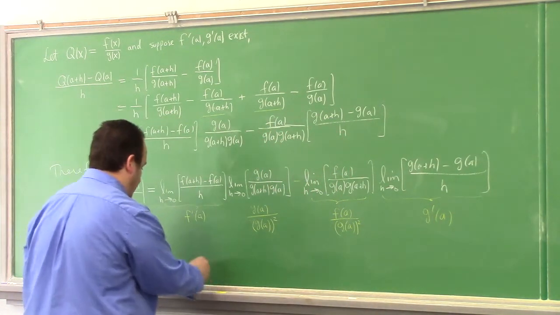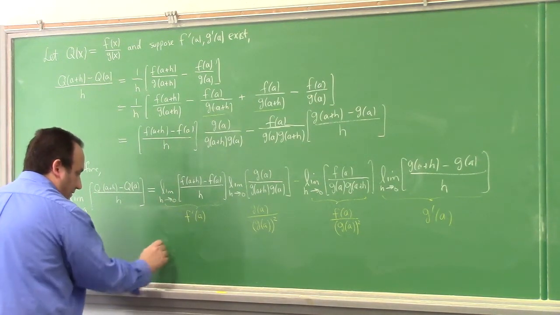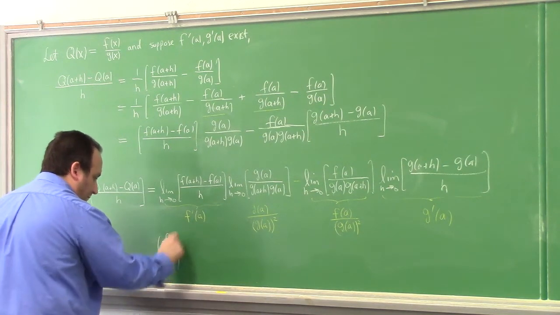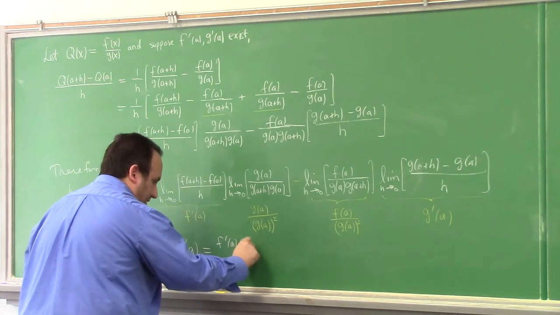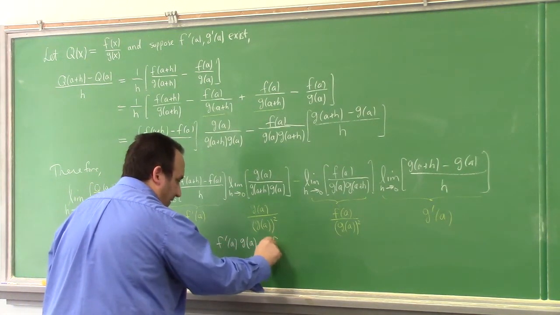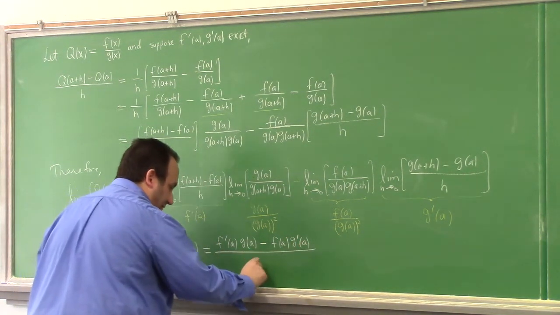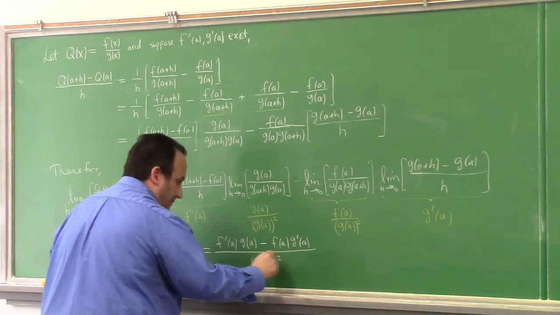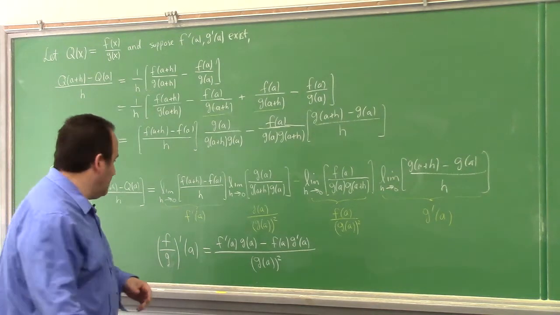The quotient rule says that f over g, prime of a, is equal to f prime of a times g of a minus f of a times g prime of a, all divided by g of a squared. So this here is our quotient rule. Any questions about this? All right, so there you go.